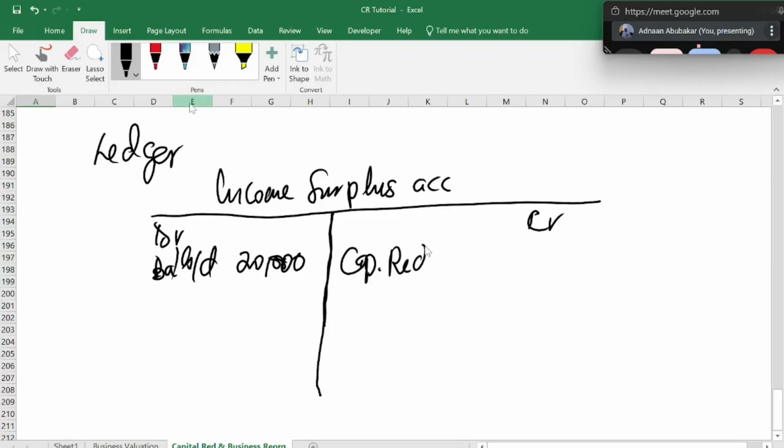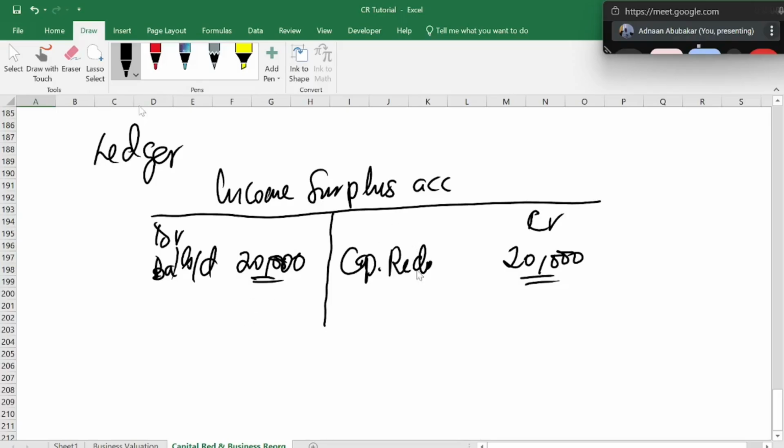So who is losing? At this juncture, we know that the company is losing. So you write it off. It means they are removing it from the books. So when they open new balance sheet, you will not see income surplus there. Do you understand? Yes, sir.